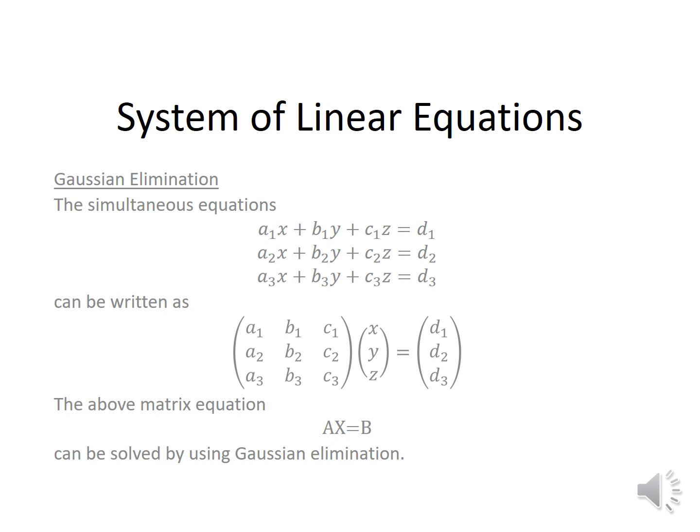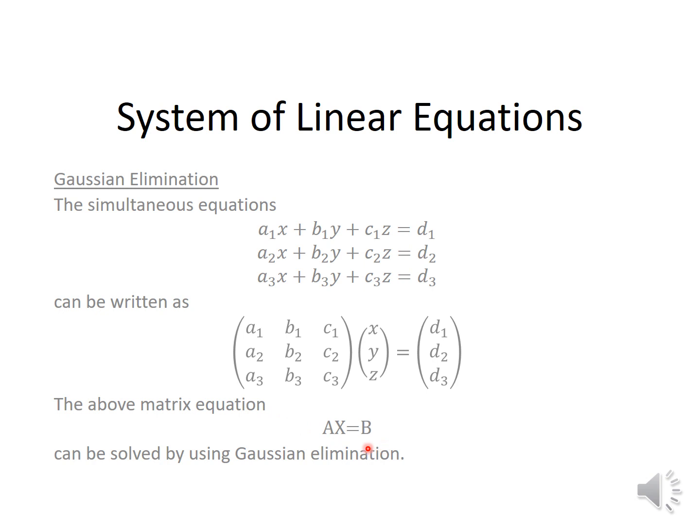Look at the first objective. For these simultaneous equations, we can call this a system because we have three equations with three unknowns x, y, z. And this system can be written in this form. This form we call a matrix equation.